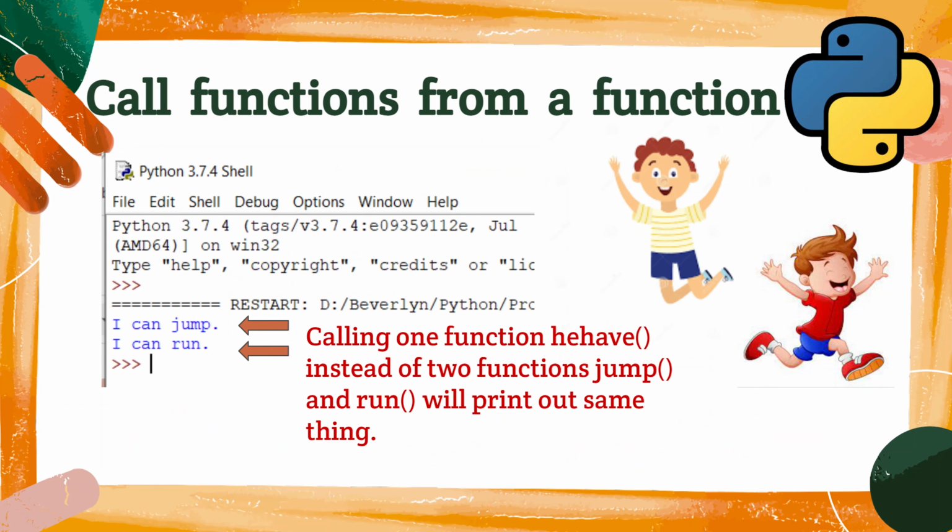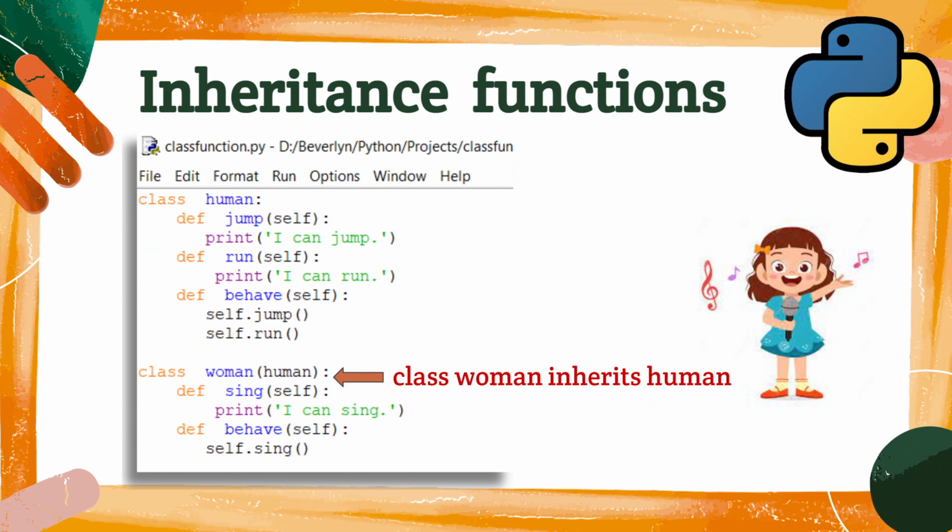Here we go. Calling one function behave instead of 2 functions, jump and run, will print out the same thing. First, I can jump is printed out, and then I can run is printed out. Now, let's move on to the next topic. Inheritance function.